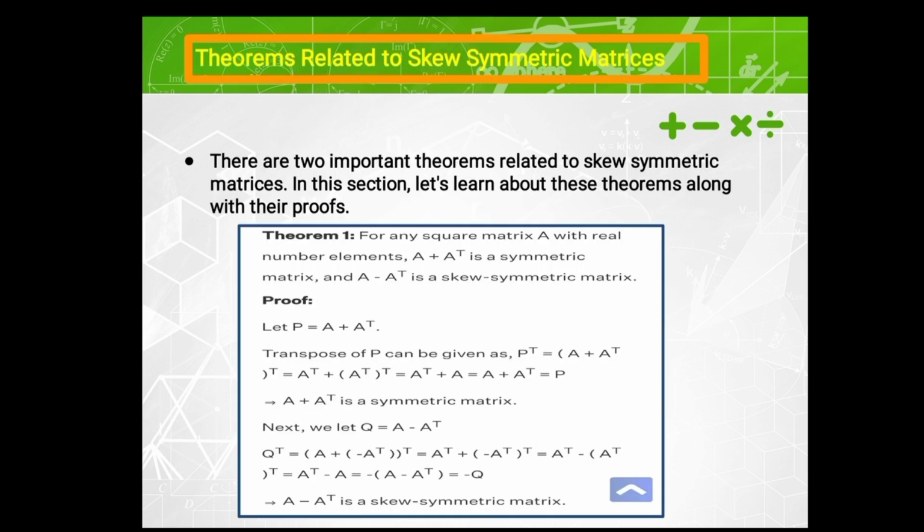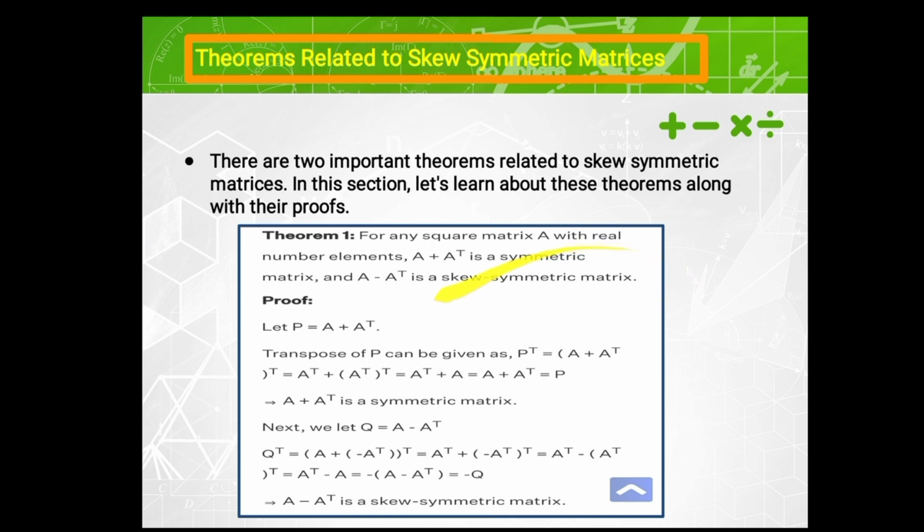Now in the slides we are going to discuss theorems related to skew symmetric matrices. There are two important theorems related to skew symmetric matrices. In this session let us learn about these theorems along with their proofs. See, for any square matrix A with real number elements, A plus A transpose is symmetric and A minus A transpose is skew symmetric.